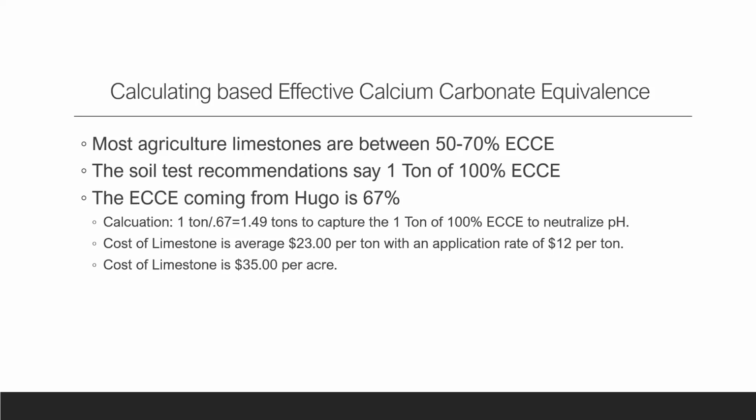So we got to get into some calculations whenever we're trying to get 1 ton of 100% ECCE limestone to neutralize that pH. Since we're working with the percentage right there, we divide 1 ton by 0.67, being 67%, and that means to capture 100% of effective calcium carbonate equivalent limestone, we've got to apply 1.49 tons to capture that 1 ton of 100%. I haven't priced limestone here recently. This calculation was from a little while back.